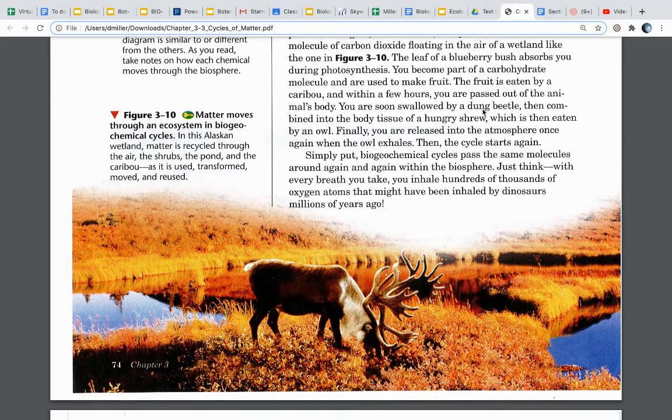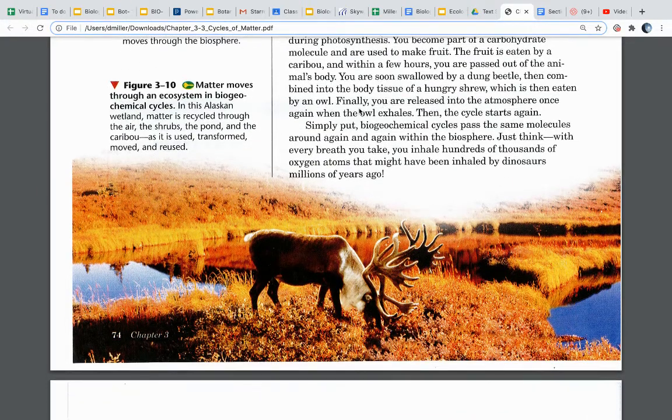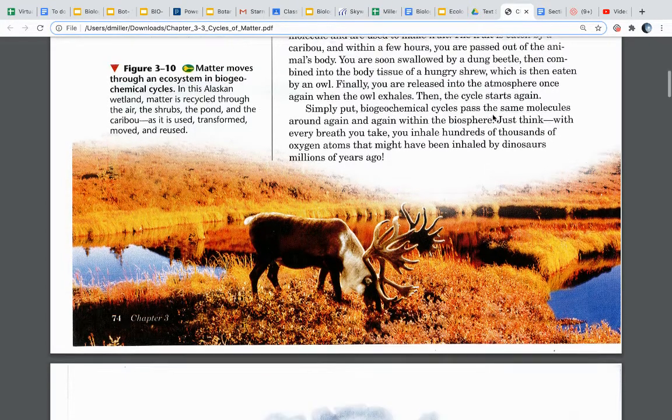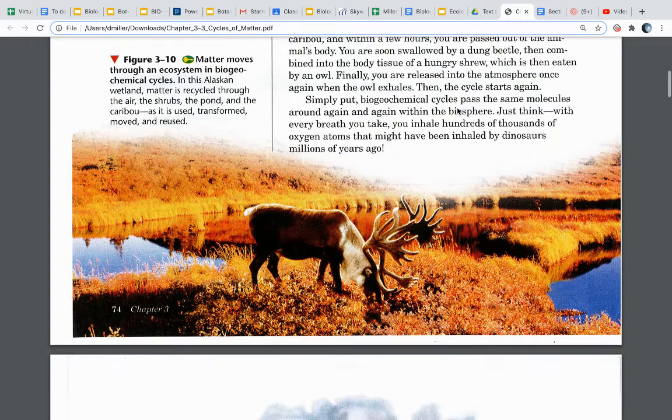You are soon swallowed by a dung beetle, then combined into the body tissue of a hungry shrew, which is then eaten by an owl. Finally, you are released into the atmosphere once again when the owl exhales. Then the cycle starts again. Simply put, biogeochemical cycles pass the same molecules around again and again within the biosphere. Just think, with every breath you take, you inhale hundreds of thousands of oxygen atoms that might have been inhaled by dinosaurs millions of years ago.